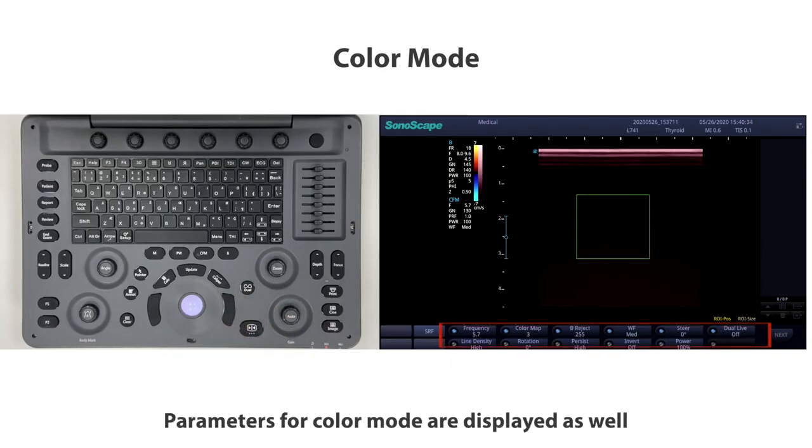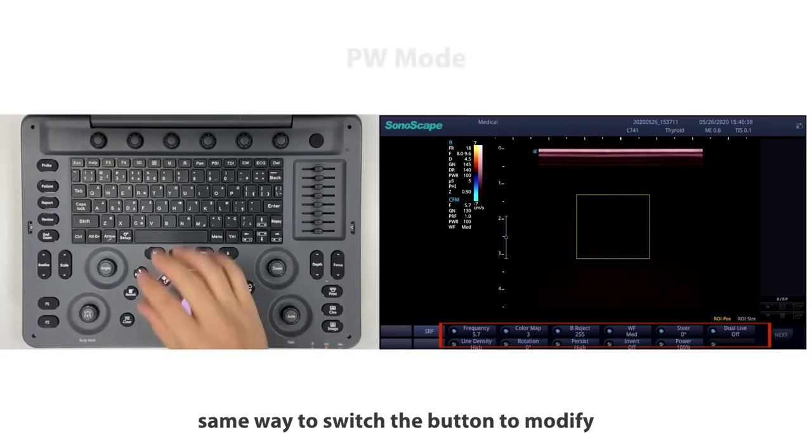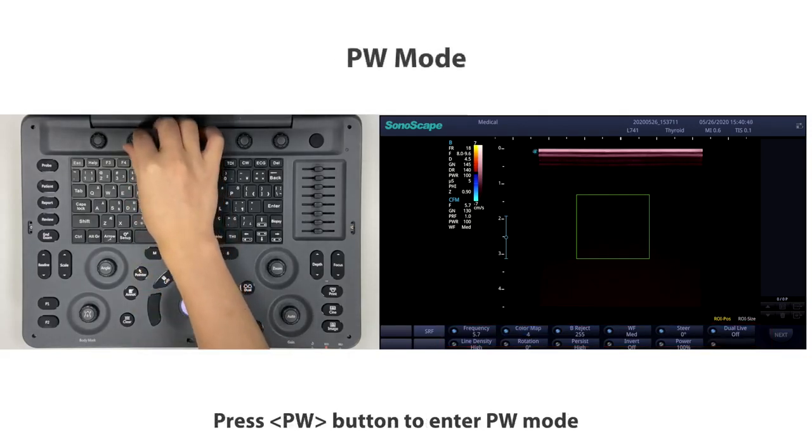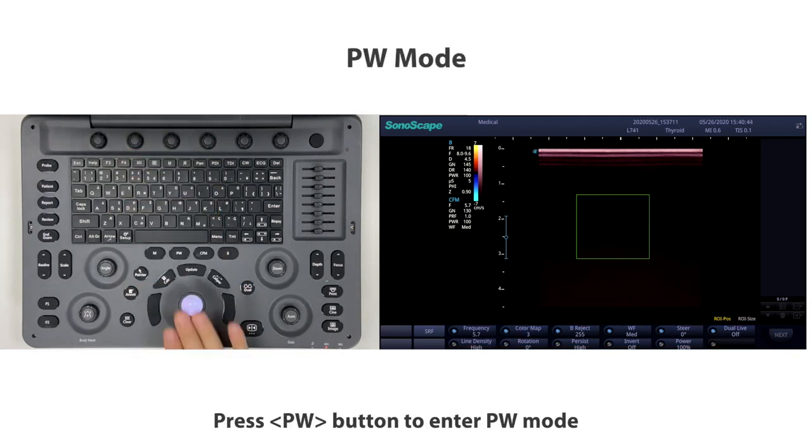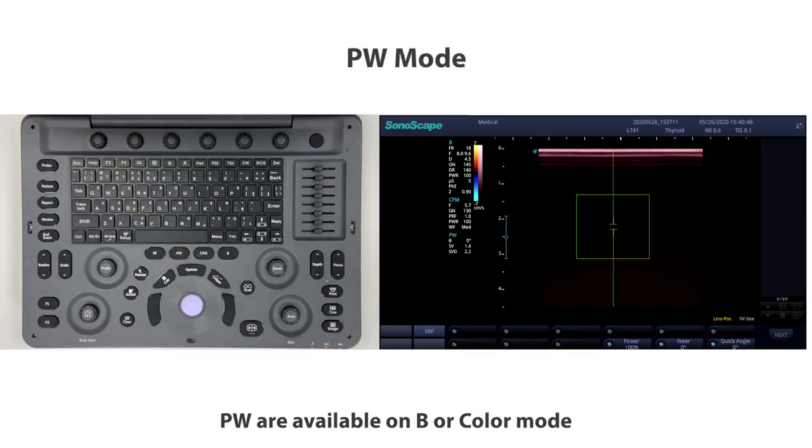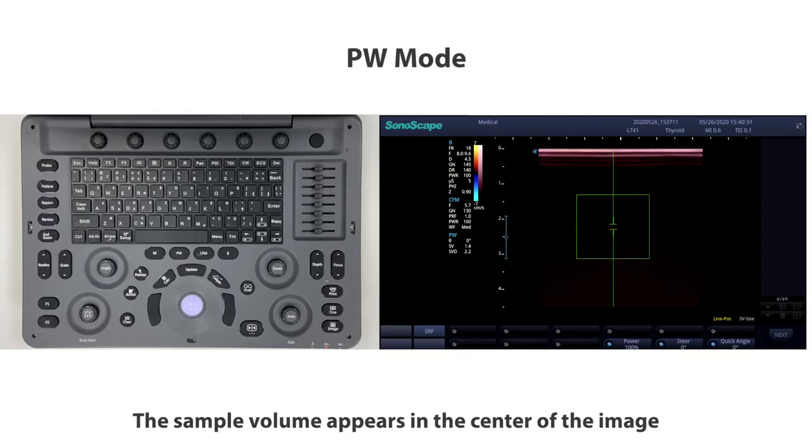Parameters for color mode are displayed as well. Same way to switch the button to modify. Press the PW button to enter PW mode. PW is available on B or color mode. The sample volume appears in the center of the image.